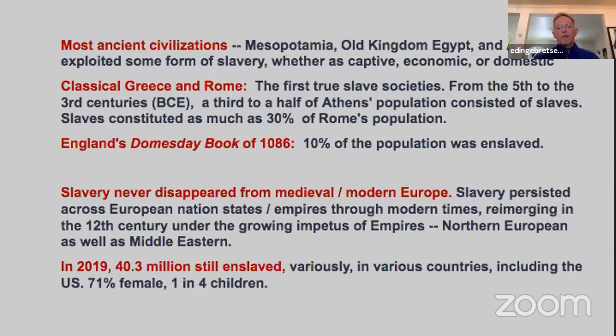Enslavement never disappeared from medieval or modern Europe. It persists across Europe, nation states, empires through modern times. And it reemerged in the 12th century under the growing impetus of other empires, Northern European as well as Middle Eastern. In 2019, according to the UN, 40.3 million were still enslaved, in various countries, including the US, 71% female, 1 in 4 children. I have a few references on the US later that will be interesting.